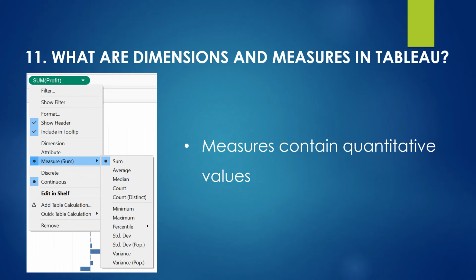Whereas measures contain quantitative values. For example, profit, sales, quantities, etc. And as you can see here, when we want to aggregate a measure, we have the aggregation functions: the sum, the average, the median, the count, and the count distinct. And we also have the minimum, the maximum, the percentile, standard deviation, variance, etc.